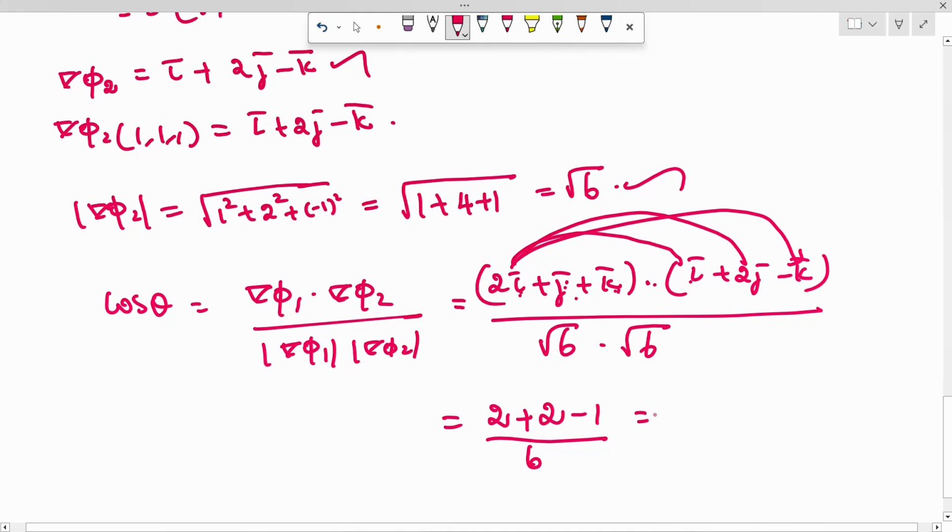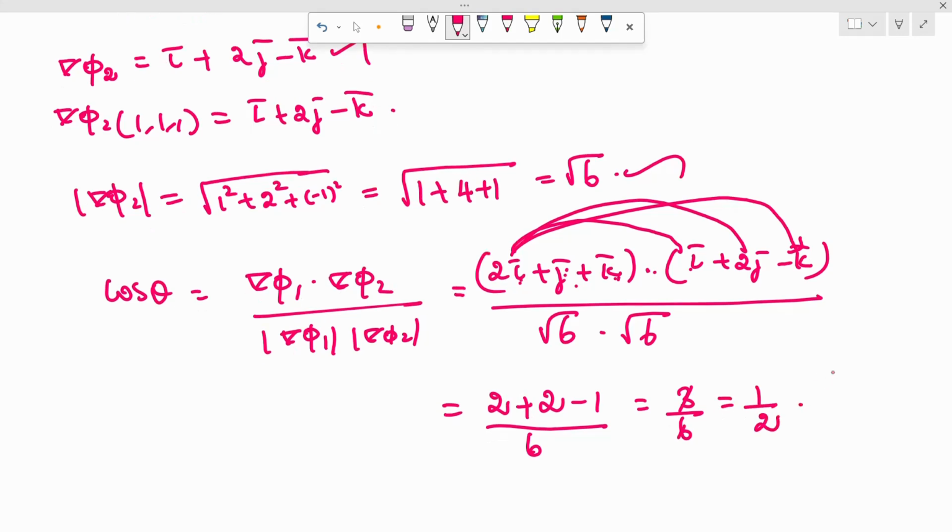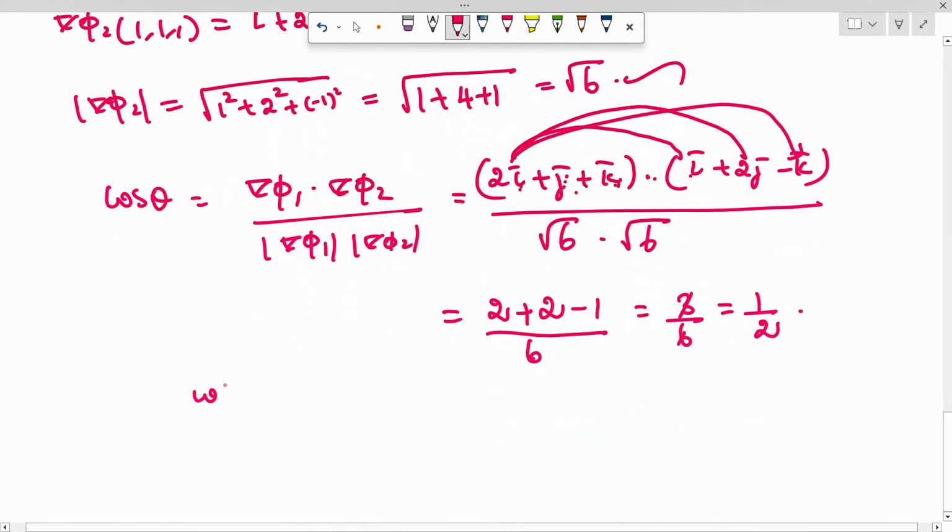6. 4 minus 2 plus 2 is 4. 4 minus 1 is 3. 3 by 6 is 1 by 2. Therefore, cos theta equals 1 by 2. From this, we can write theta is equal to cos inverse of 1 by 2. The value for this one is pi by 3, which is the required answer.